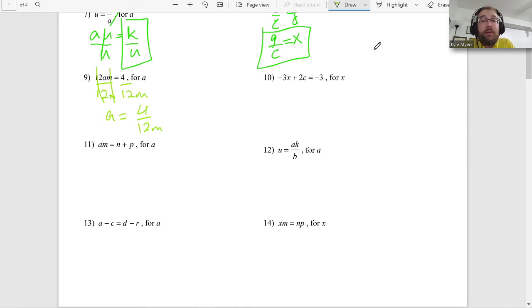Now, this does simplify a little bit, okay? So remember I was saying earlier, like, don't simplify unless you have to. Well, now we kind of have to, because that 4 over 12, both of those numbers divide by 4.